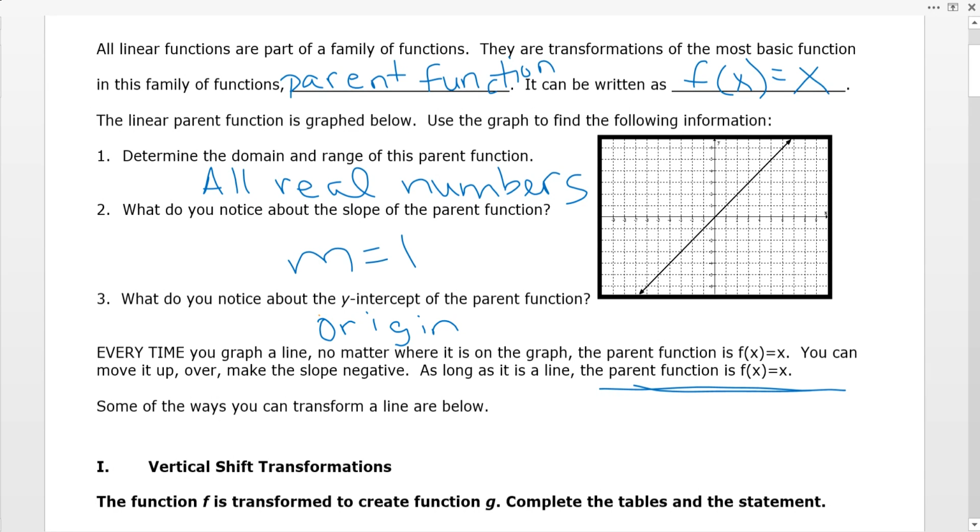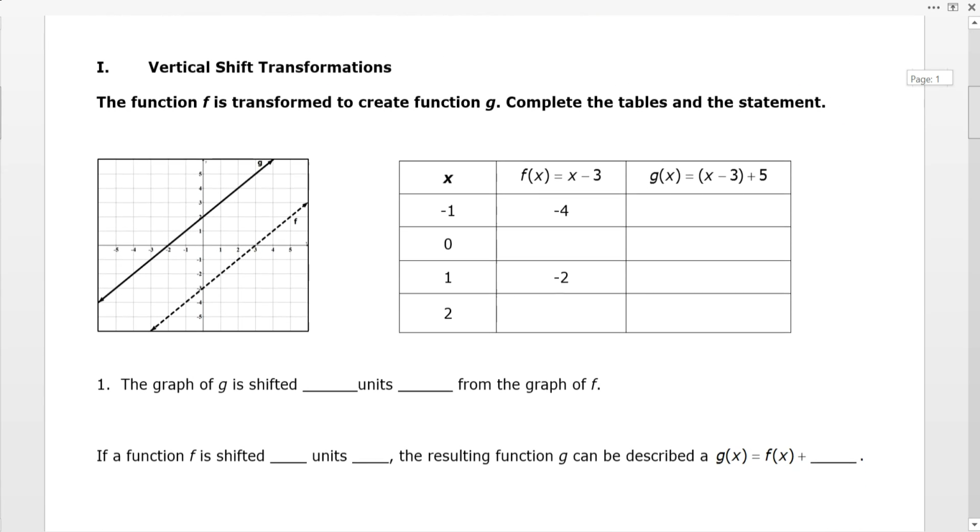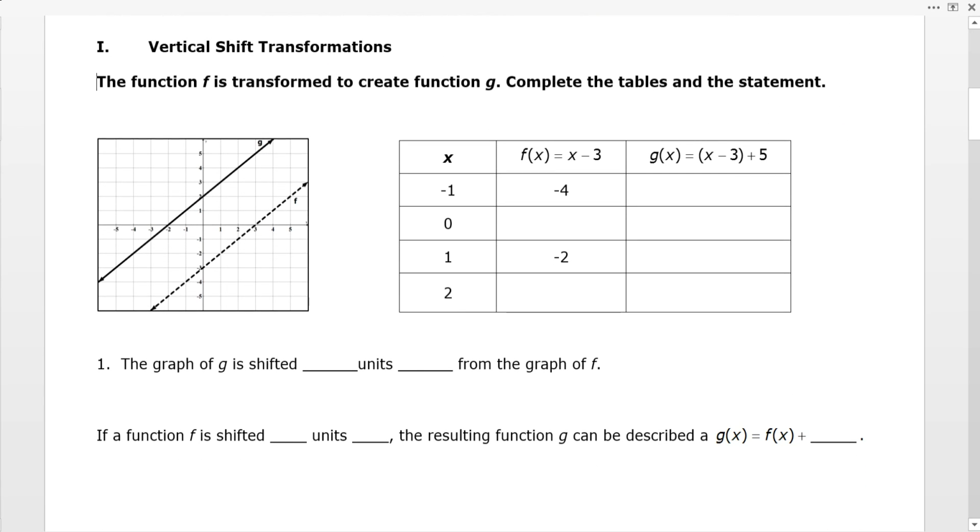Okay, so we're going to talk about transformations of lines. And you did this before in, I don't know, 7th grade, where you talked about reflecting and sliding and rotating. So we're going to do those kinds of transformations, but we're going to do them with lines. So look at this graph, and f of x is the dotted line. G of x is the solid line.